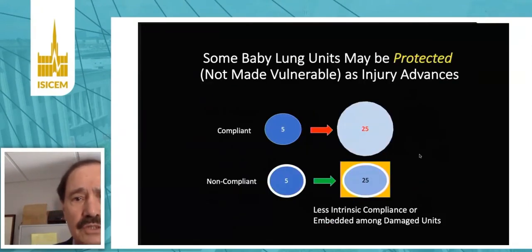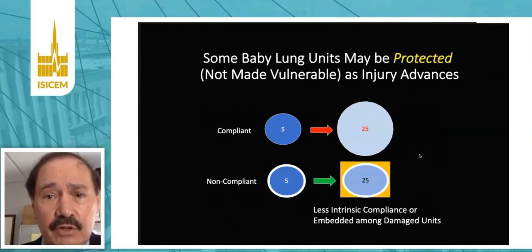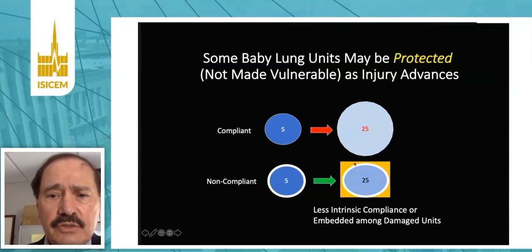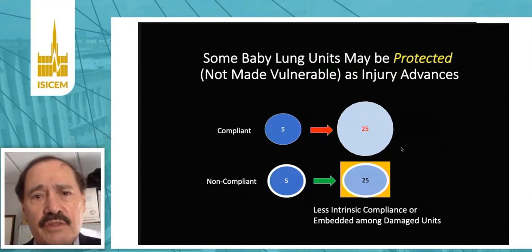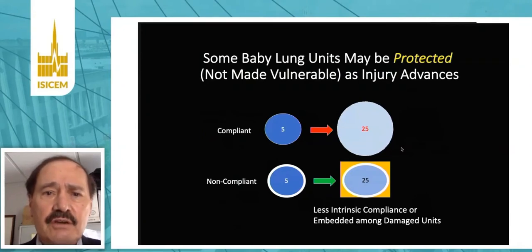Some baby lung units may be protected, not made vulnerable as injury advances, because they're embedded within damaged units that support the expansion of the lung unit and prevent it from reaching damaging proportions. So simultaneously with the increasing tendency for damage is an increasing tendency for protection. And that's where the baby lung may stabilize.